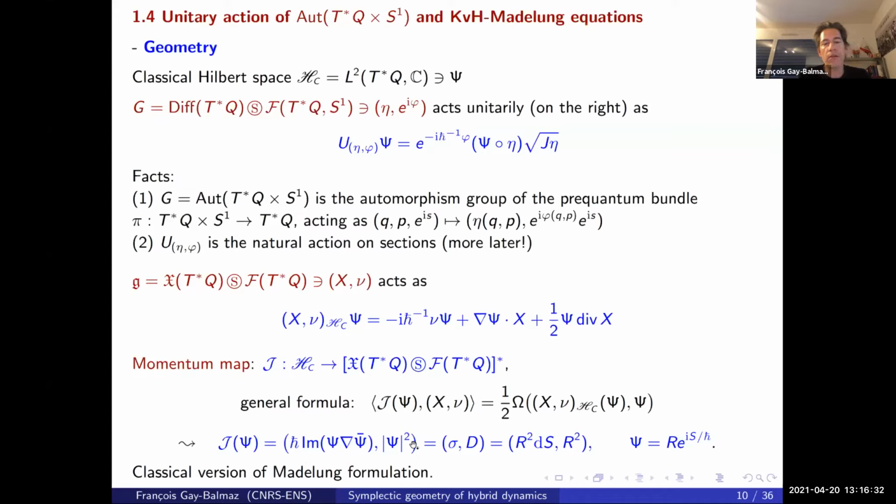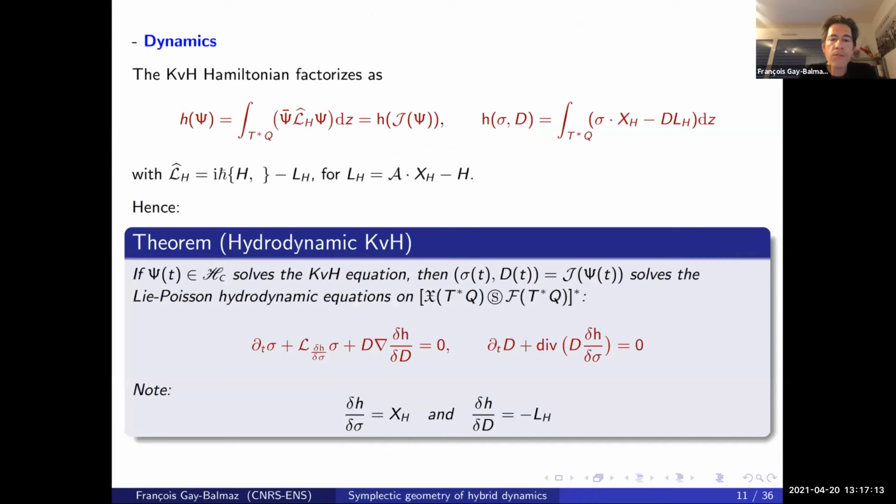So all of you recognize here passing from the wave function description to the Madelung formulation description, right? Because you have these two terms here written in terms of the phase of the wave functions, which I call sigma, and D. So sigma is like a fluid momentum, right? Given by this quantity. D is the amplitude squared, right? And in terms of the amplitude and the phase, they take this expression. So you recognize here really the expression of this momentum map. So much for the geometry.